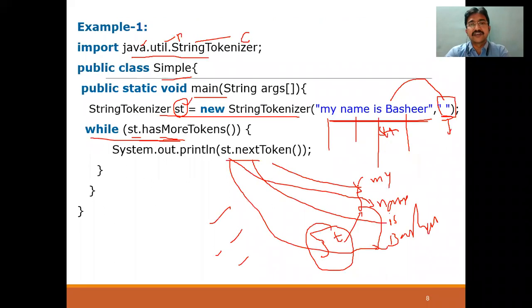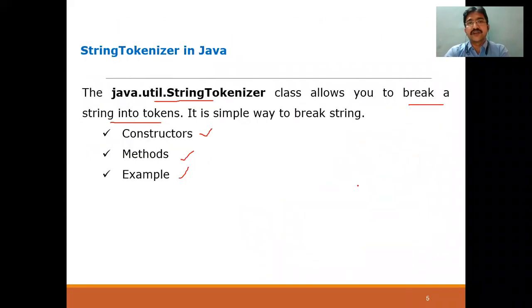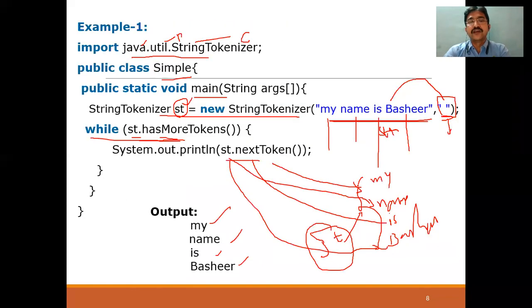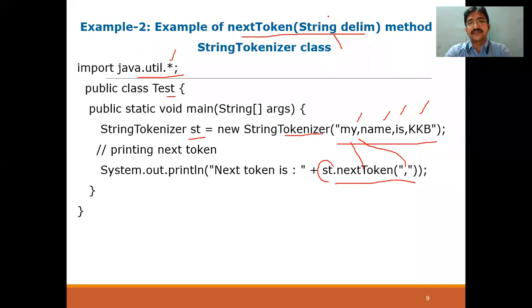So that's about the StringTokenizer class. What we have discussed are the constructors and methods, and we have seen two different examples of the StringTokenizer class. Okay.